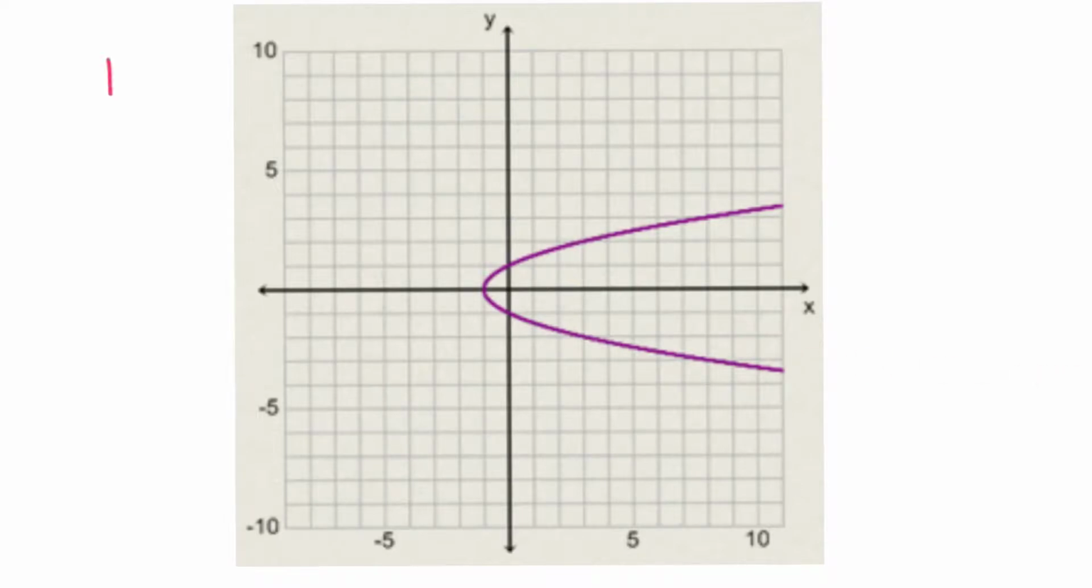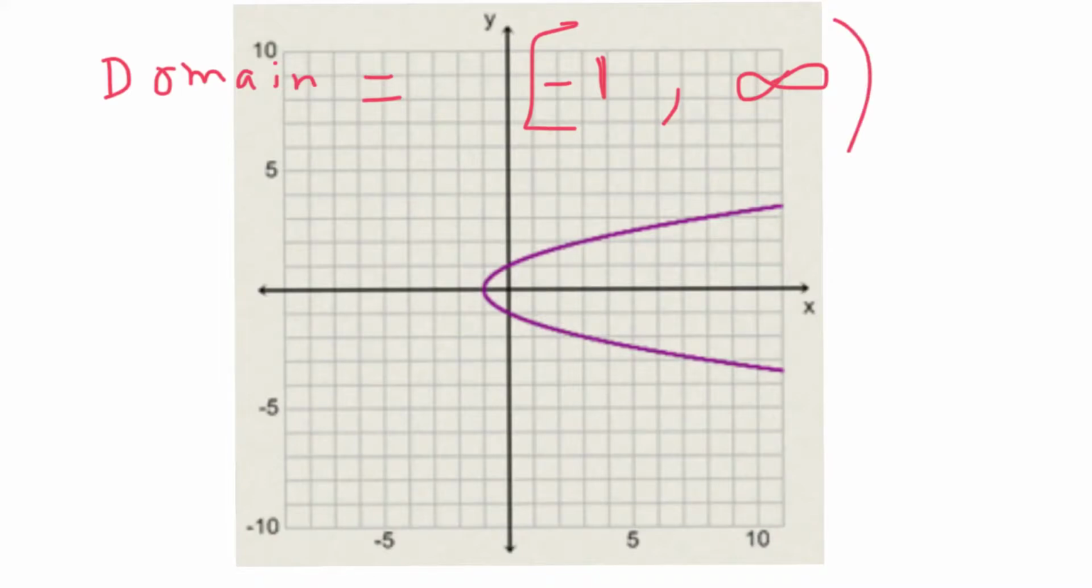Okay, that's why the domain here, which are the values of x, is coming from -1 all the way to infinity. And we write this in interval notation, so this will be -1 included and infinity not included. You can also write the domain as the values of x, as an inequality like this. That's another way of writing it. So this is the domain as interval notation, and this is the domain as inequality.